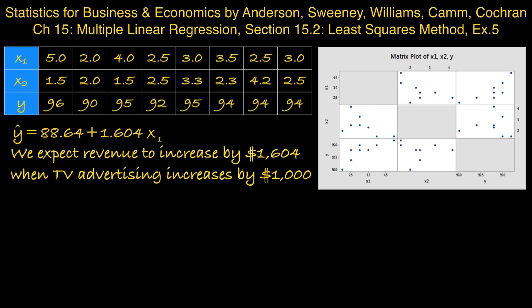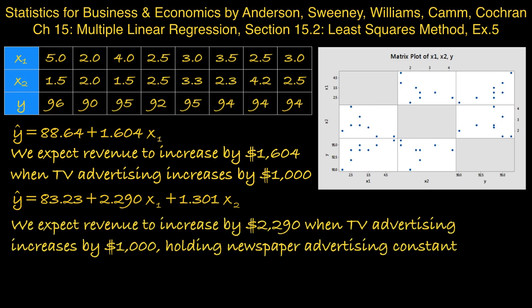Next, I'm going to develop an estimated regression equation with both television advertising and newspaper advertising as the independent variables. So here's my equation, and we can see that we have a different number in front of X1. This time it's 2.290. And so to interpret that number, we have to remember that we have two variables in our equation now, X1 television advertising and X2 newspaper advertising. And so when we interpret that 2.290, we have to mention all the variables that are in the model, and this is how we do it.